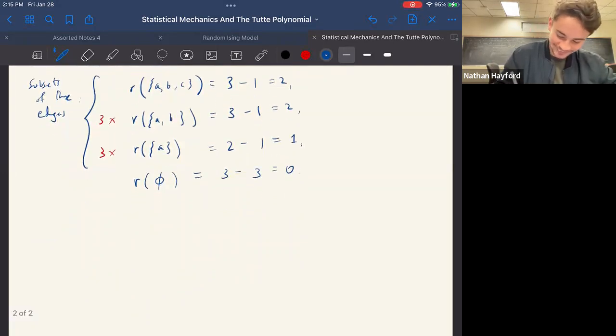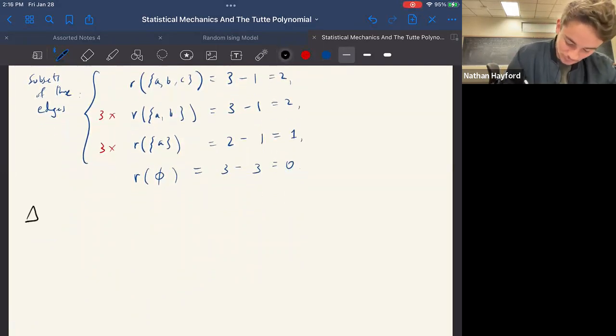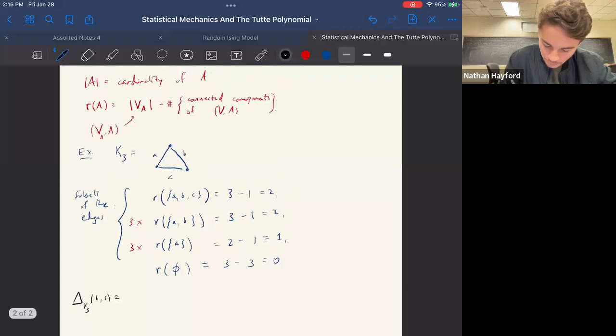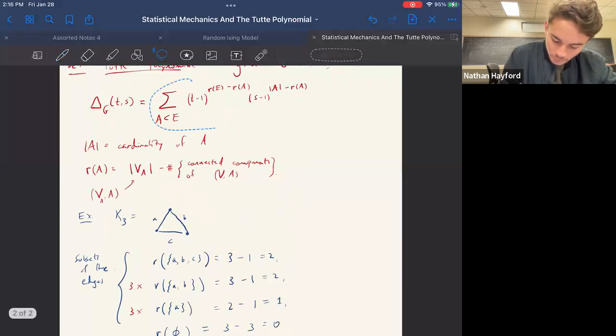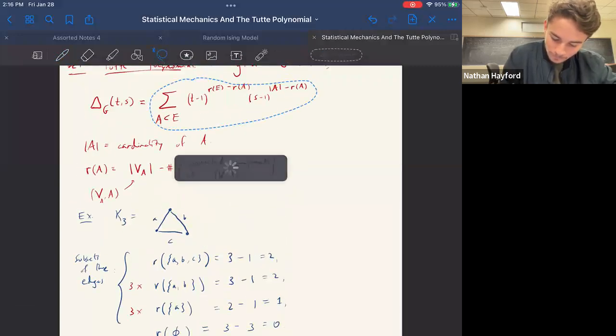So the Tutte polynomial then is what? Let's write it out just once. K3 of T and S. Let me go back up, zoom in a little bit so we can see it. Maybe I'll copy the definition down so we can see it again.